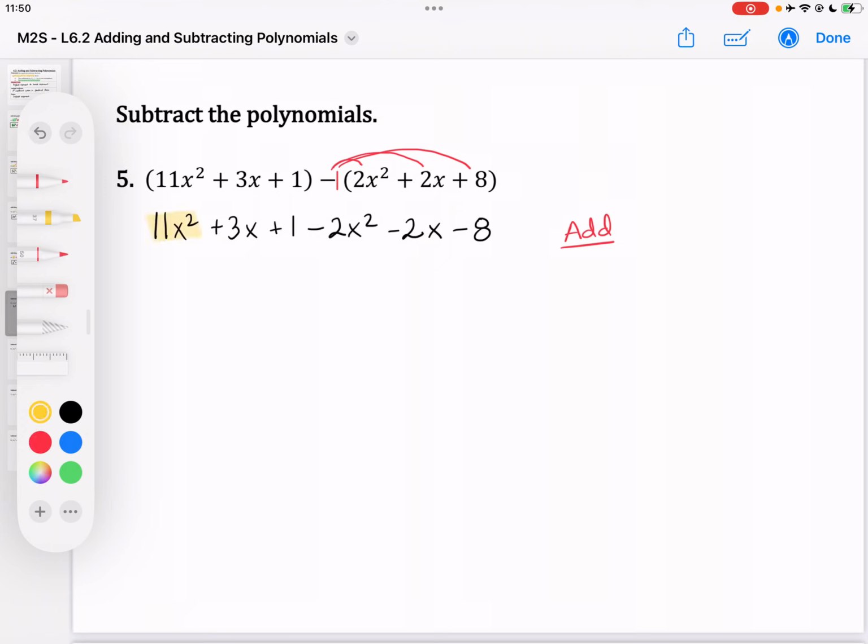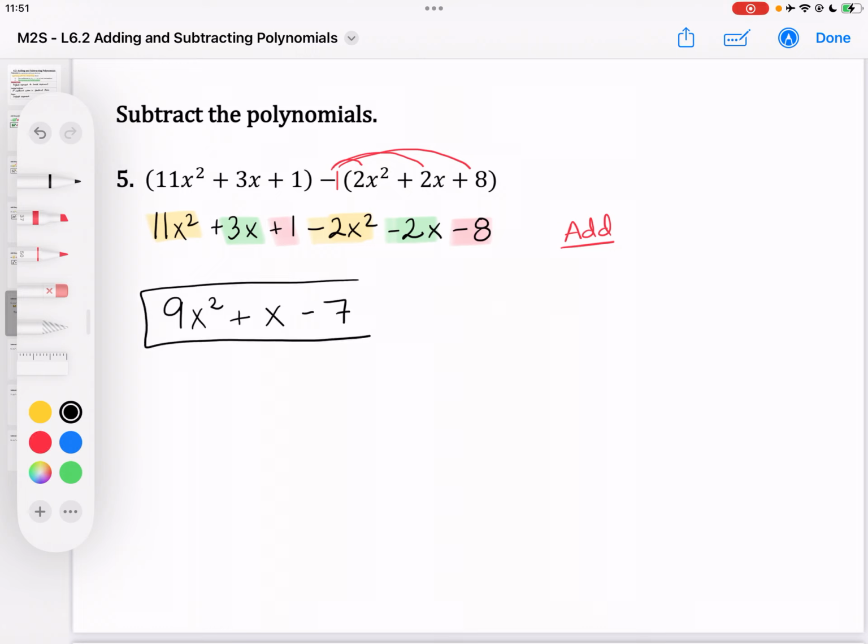So 11 plus -2, these both have a square on them, would be a positive 9x squared. And then the ones with x's, so I'd do 3 plus -2. You could also think of it as 3 minus 2. It would give you a positive 1x, or just x. And then last but not least, we've got our 1 plus -8, which is -7. And then it's in standard form, meaning the biggest exponents first, so we are done.